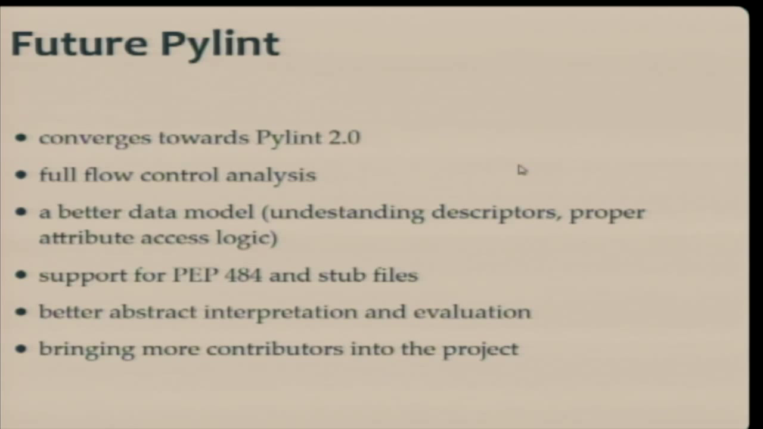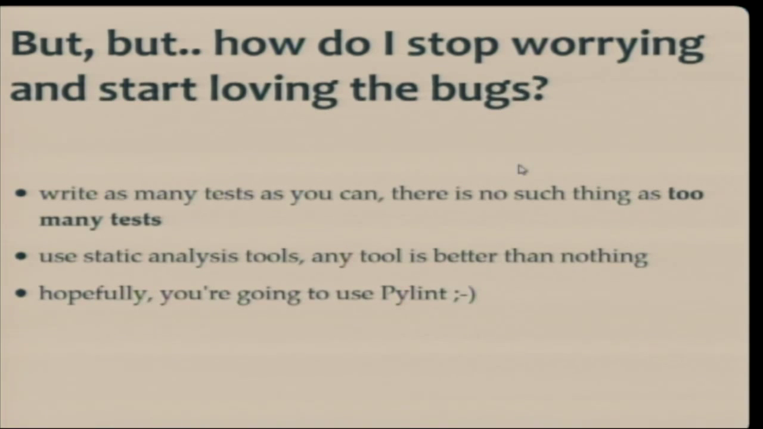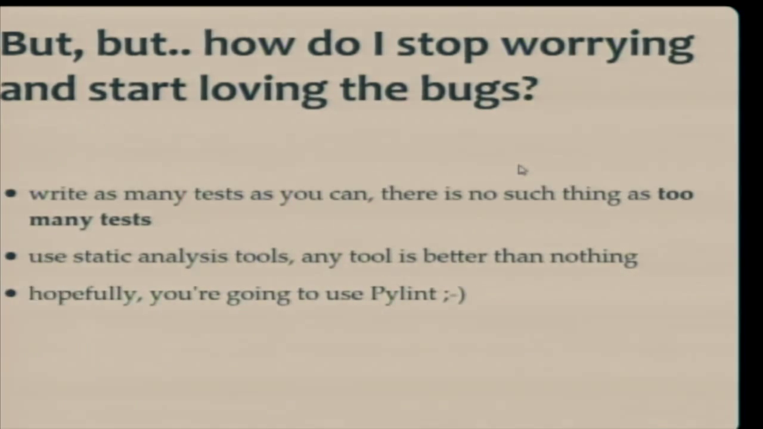And this is basically the future of Pylint. We'll have Pylint 2.0 next year. We'll have full flow control analysis, and a better data model, like understanding descriptors or having the proper attribute access logic. It's not the same in Pylint as it is in Python. And I'm interested in bringing more contributors into the project. My final slide is, hey, what your talk title is, how do I stop worrying and start loving the bugs, and so on. Well, Pylint helps if you're going to use it, and if you're going to write as many tests as possible. So use Pylint. Thank you.